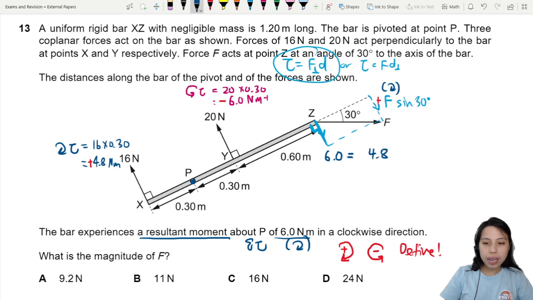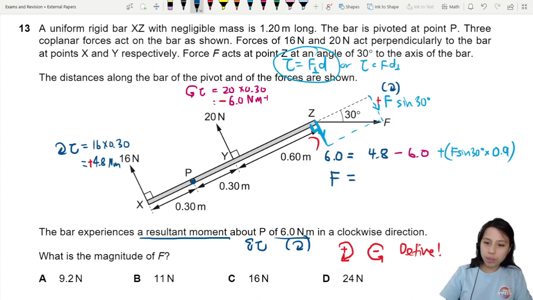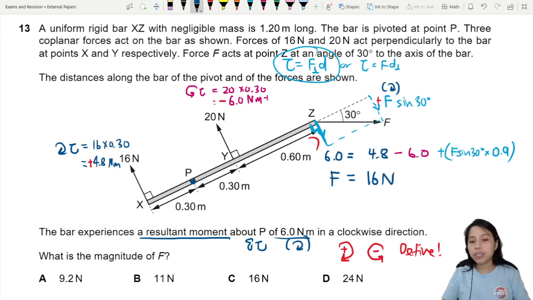Okay, let's write it out now. So we have 4.8, you need to minus 6.0, and you need to plus F sine 30 times the distance to the pivot. Be a bit careful, the distance to the pivot is all the way here. So in total, that's about 0.9. So we're going to write 0.9 down. And let's calculate the force F. 16 Newtons as our calculation. So the best choice we can choose here would be 16 Newton.